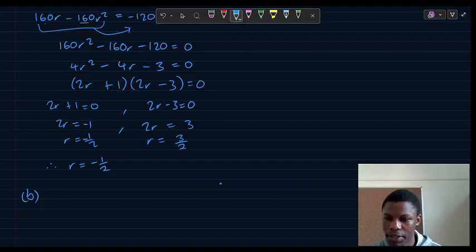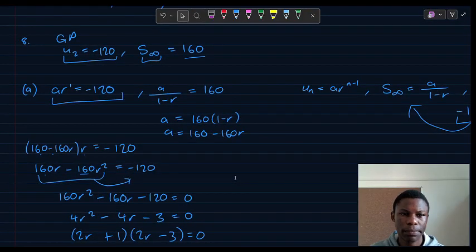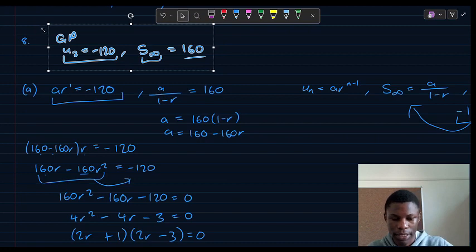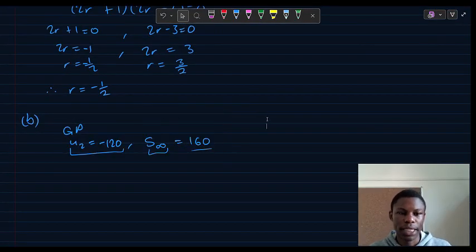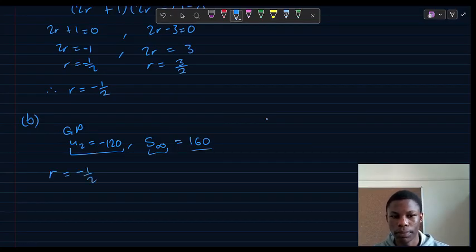The first 9 terms of the progression are now removed. Find the sum to infinity of the remaining terms of the progression. Okay. So remember, this was part of the stem of the question, so we can still use this information in part B, right? And using this information, we found that r is -1/2.